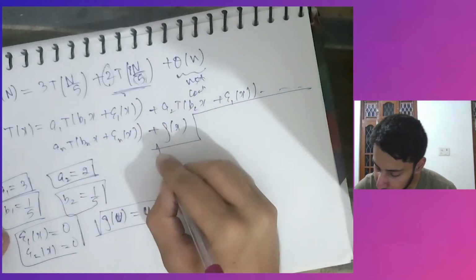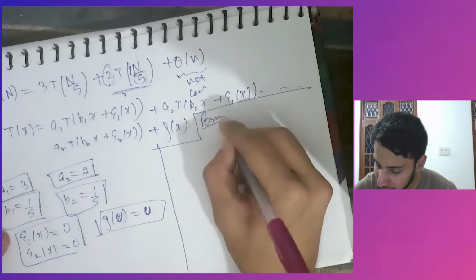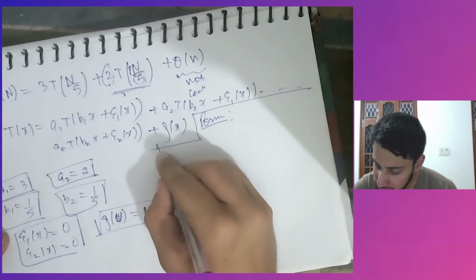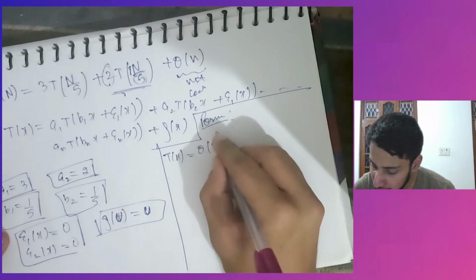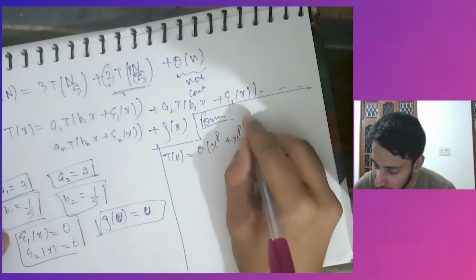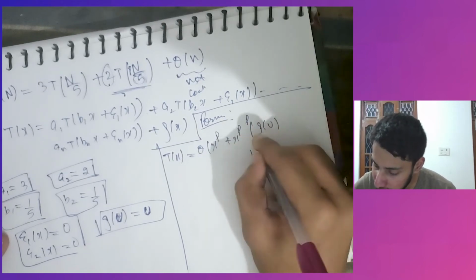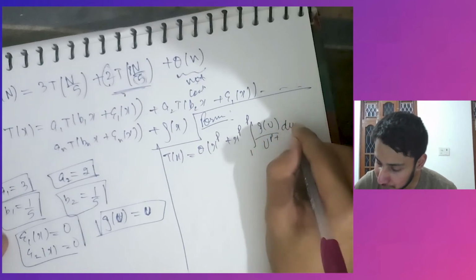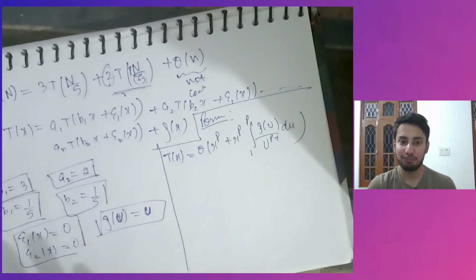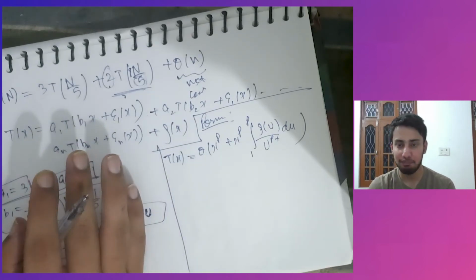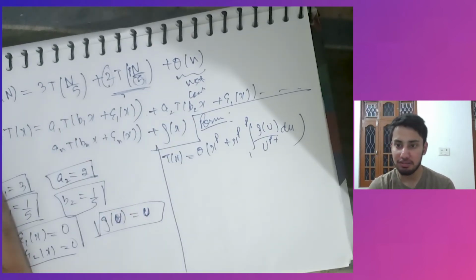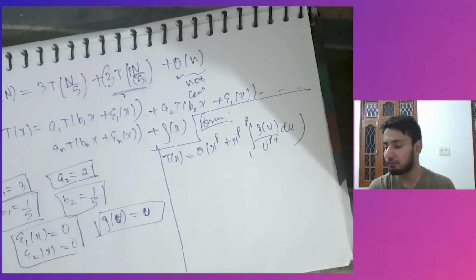Now, what is the formula for Akra-Bazzi? The time complexity T of x equals theta of x raised to power p, plus x raised to power p times the integral from 1 to x of g of u upon u to the power p plus 1 du. This is how you write it so fast? Trust me, I'm not an expert in this. It's just practice. The only thing it takes is a good practice of all this stuff.